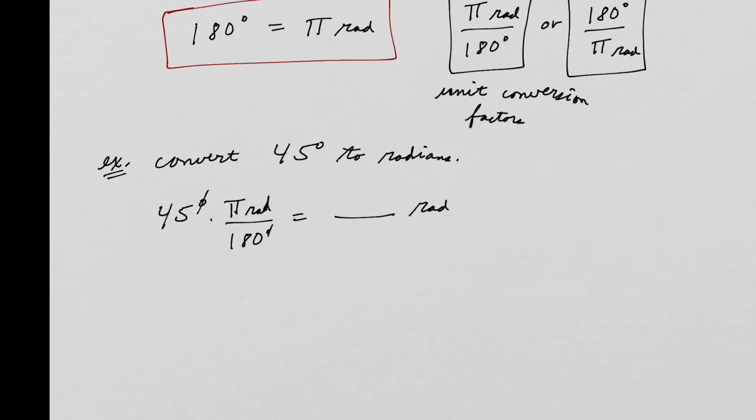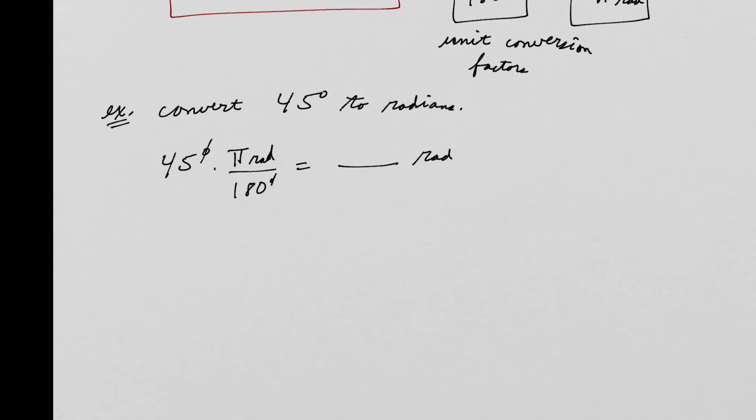Okay? So in this case, I'll do the work below it. This will be 45 pi over 180. But then you can simplify that, right? It turns out 45 goes into 45 once, and it goes into 180 4 times. So this is the same as pi over 4 radians. So 45 degrees is pi over 4 radians.